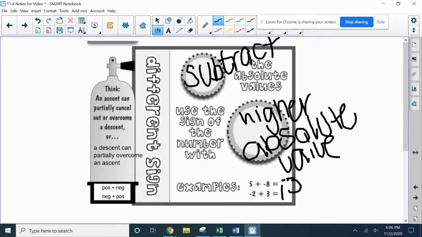So think, an ascent can partially cancel out a descent. So if I go down, but then I go back up, we're partially canceling out some of what we went down. Or a descent can partially overcome an ascent. So I went up this far, but then I went down this far. So like 2 steps forward, 1 step back, we partially canceled out how far we've gone.